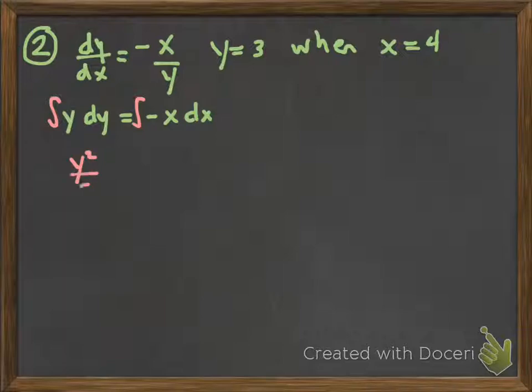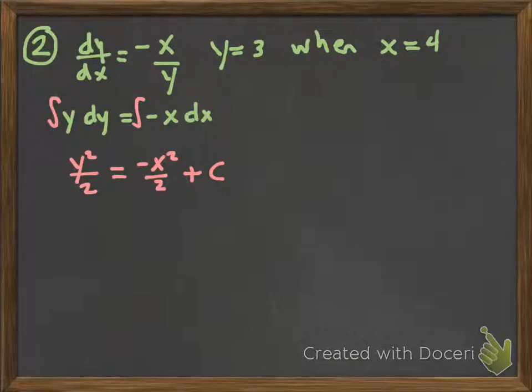Y squared over 2 equals... and why didn't I put a c there? Because we're only going to use one and we're going to put it on the right. For the same reason we don't want to put one on the left and then move it to the right, we're not going to put one on both sides either, right? So then this gives me, on the right, negative x squared over 2 plus c.